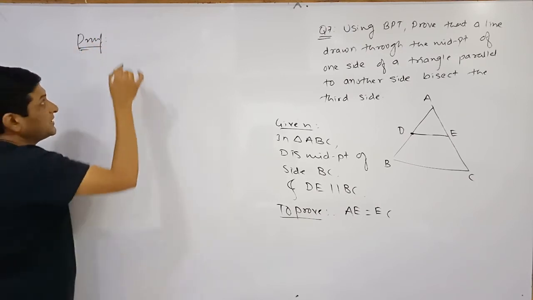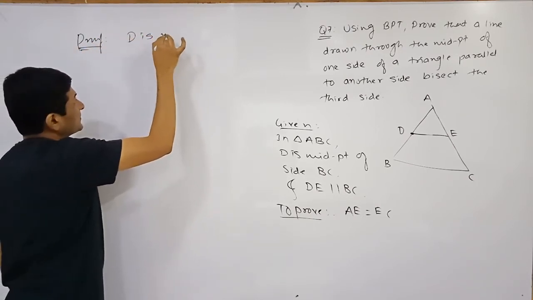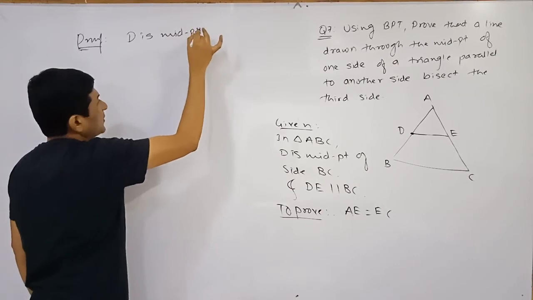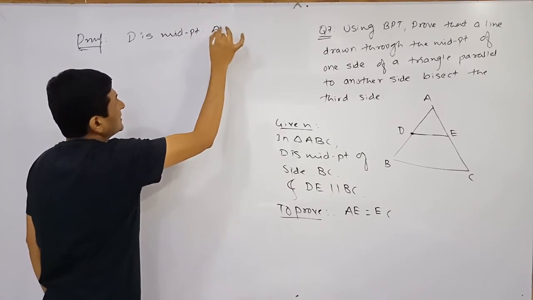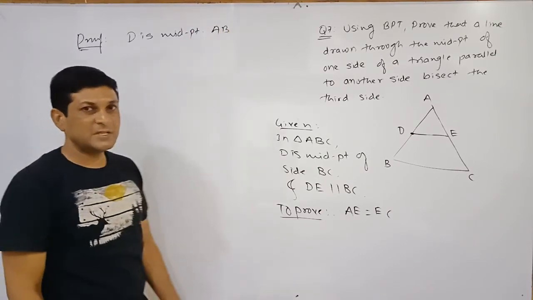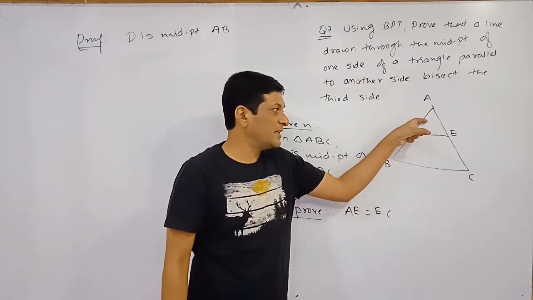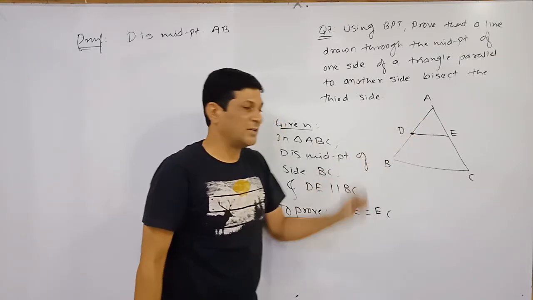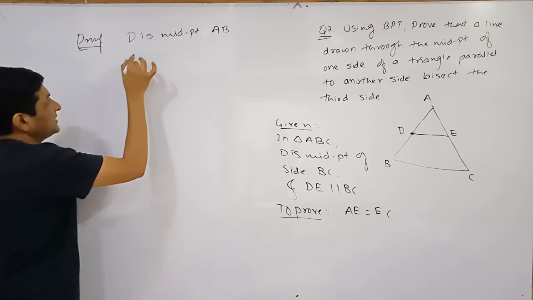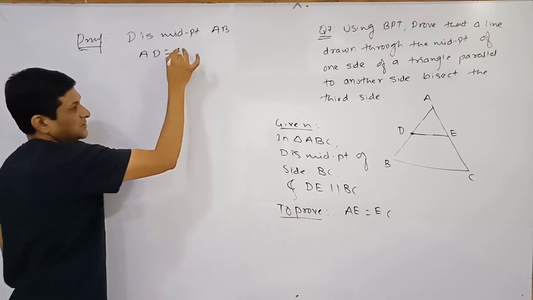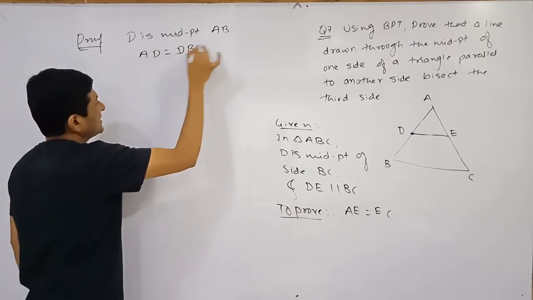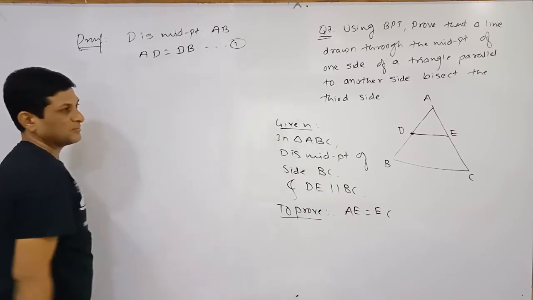According to the given condition, D is the midpoint of which side? AB. If D is the midpoint of side AB, at that time we can say that AD and DB are equal. So AD will be equal to DB. Let us denote this result by equation number 1.